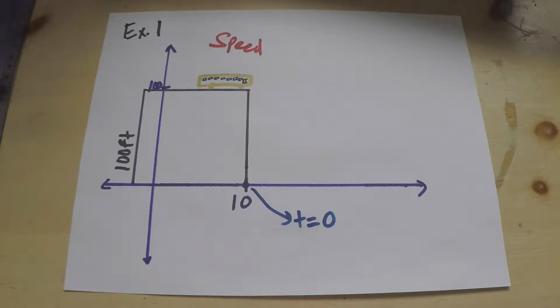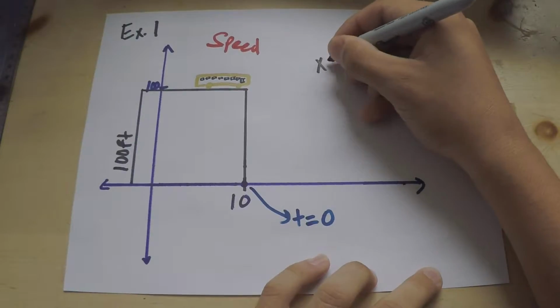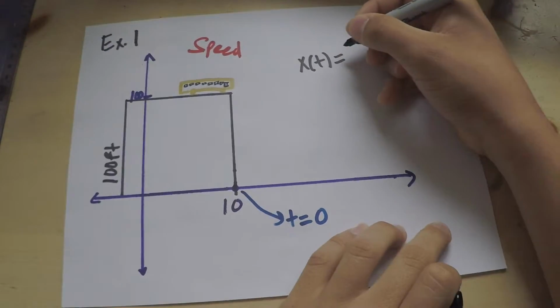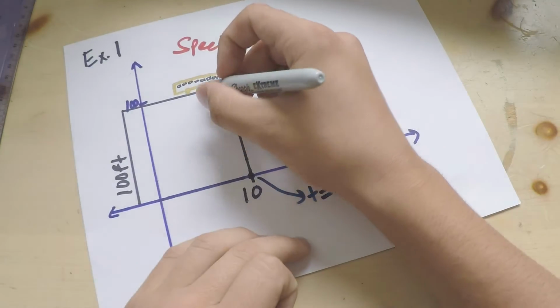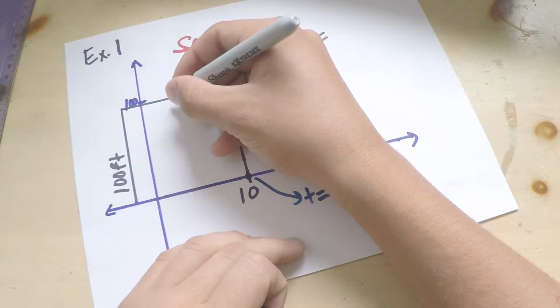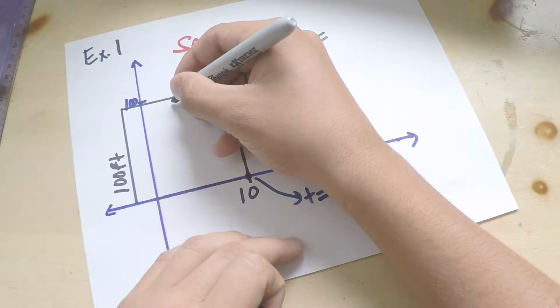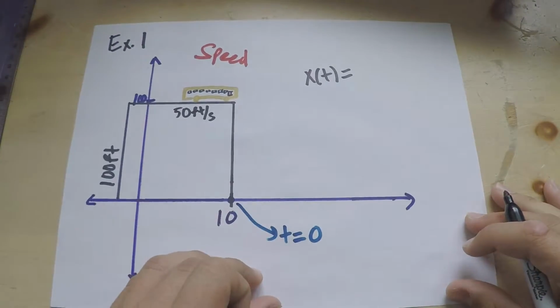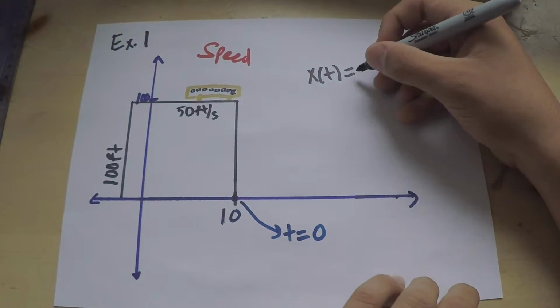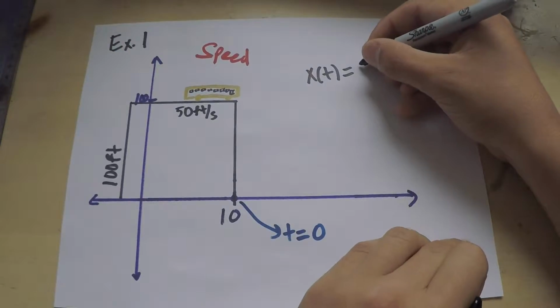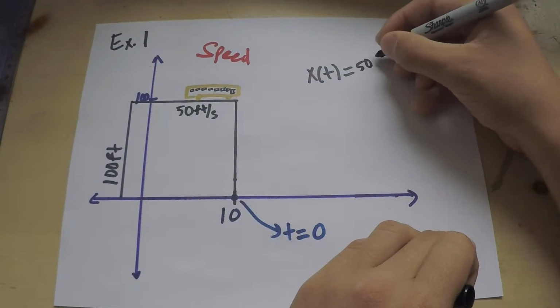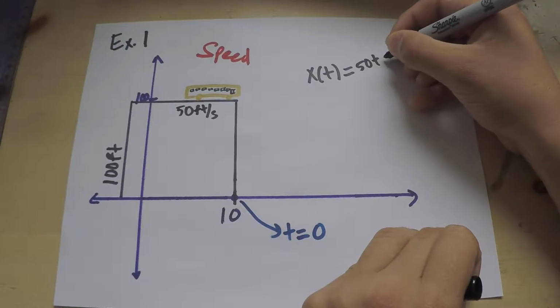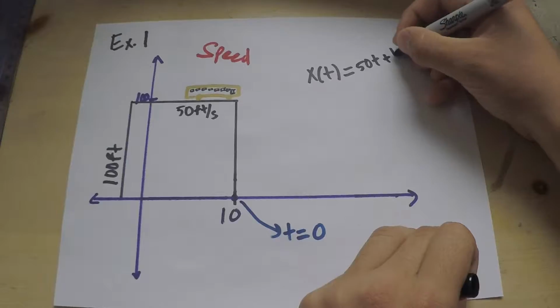So x as a function of time equals the velocity. Let's say the velocity is 50 feet per second. So x as a function of time equals velocity, which is 50, times time, plus the starting point, which is 10.